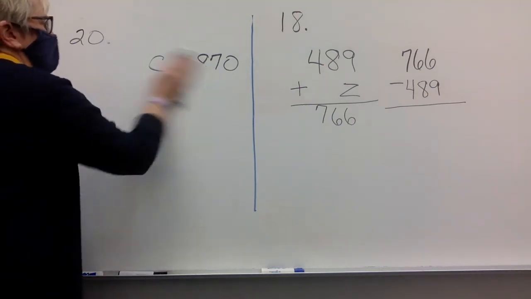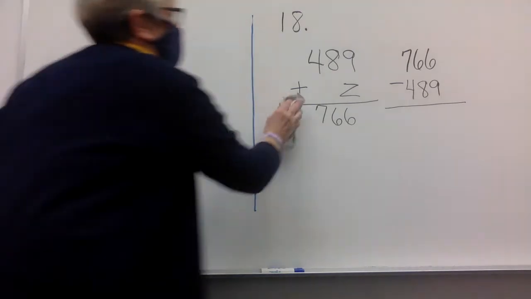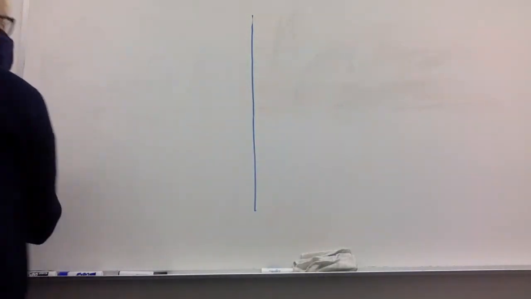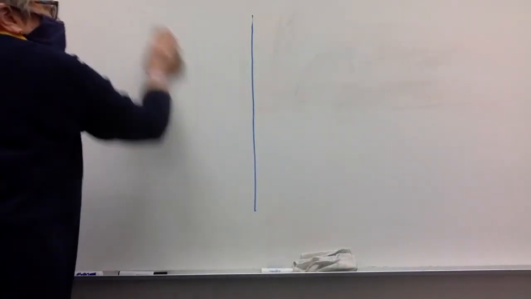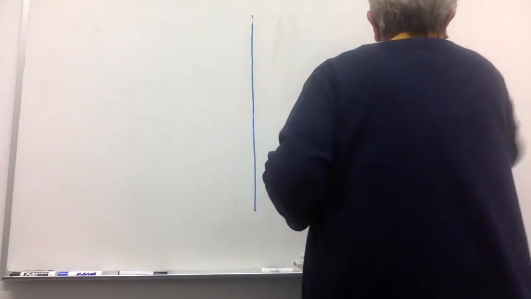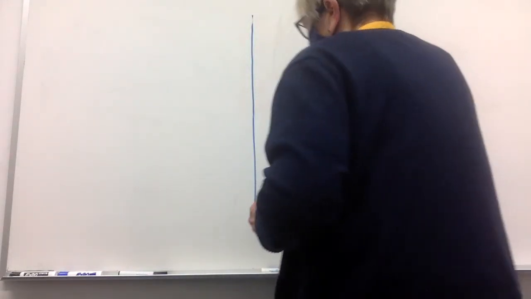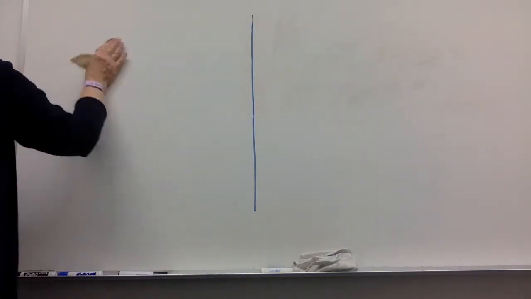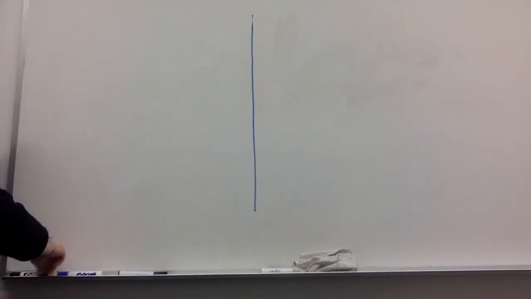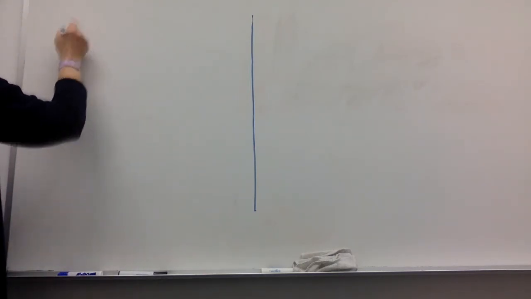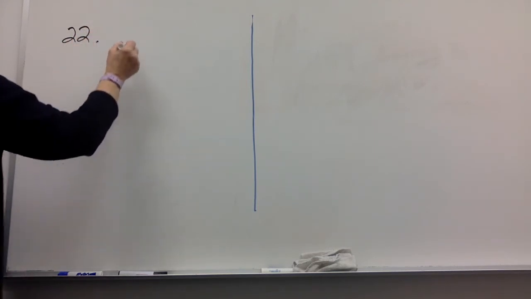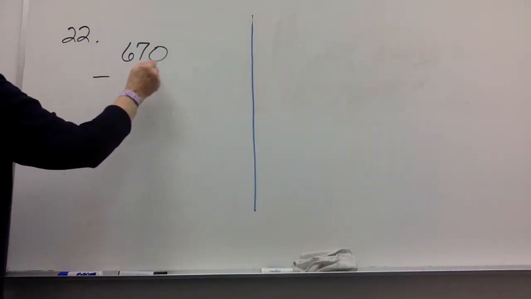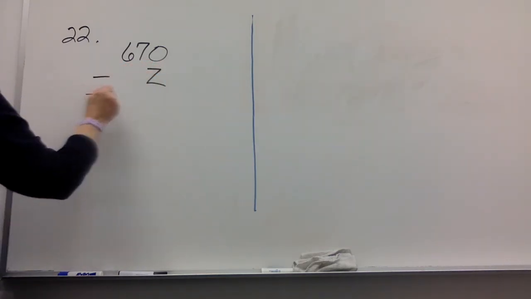All right. We are going to erase here. Guys, you can do 21 on your own. We will look at number 22. Remember, guys, you can pause this video at any time and you can replay it to help you. I'm just helping you set up a few of these problems. Number 22, the problem is 670 minus Z equals 352.